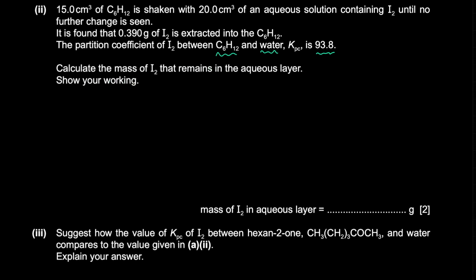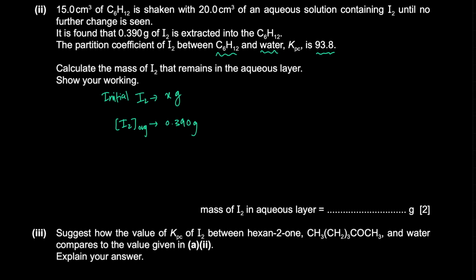Show your working. So what we have over here is an initial amount of iodine, which we don't know. We don't know how much iodine we have initially. So let's say that initially I had X grams of iodine. They've also said that 0.39 grams of iodine is extracted into the cyclohexane. So the iodine in the cyclohexane, that's the organic layer, is 0.390 grams.